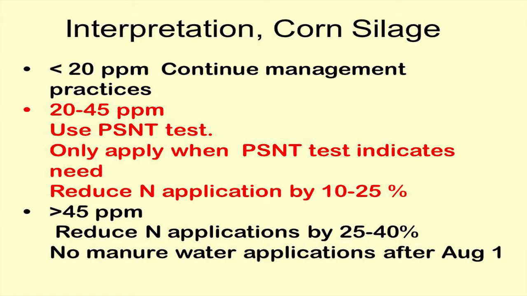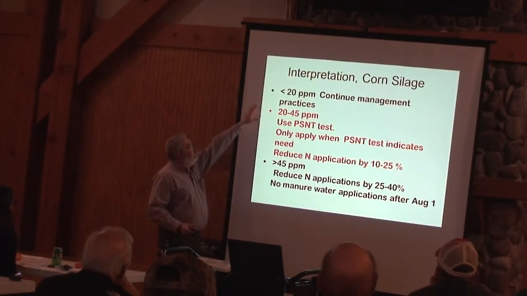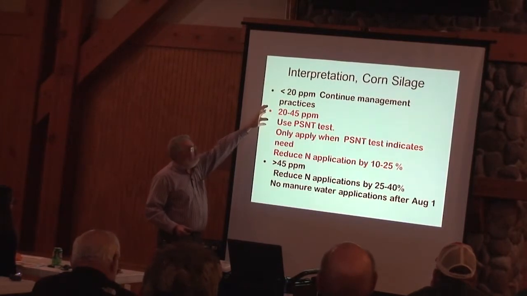Okay, so interpretation of these for corn silage. If you have a number of 20 parts per million or less, continue your management practice as is. You're doing a great job. Buy yourself a beer if you're a beer drinker and congratulate yourself.